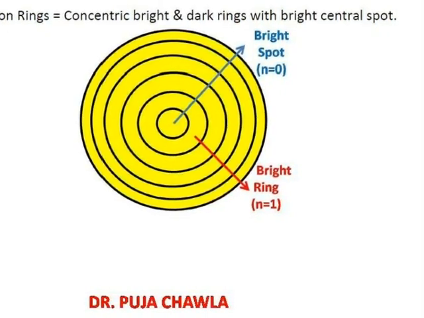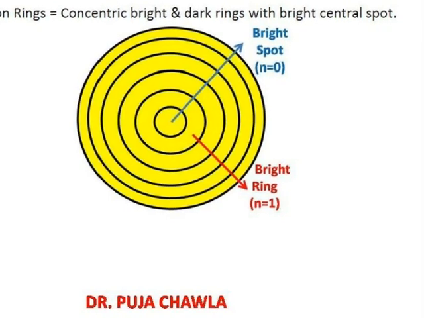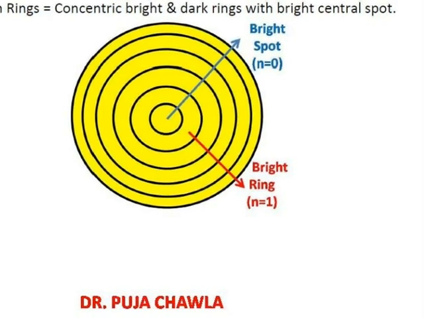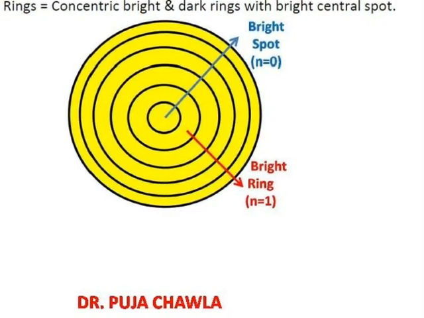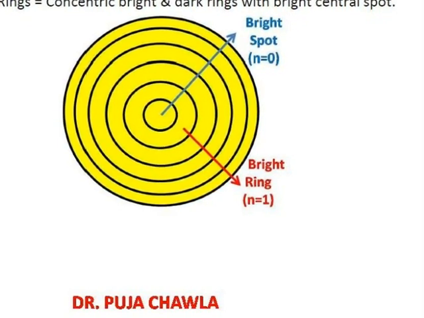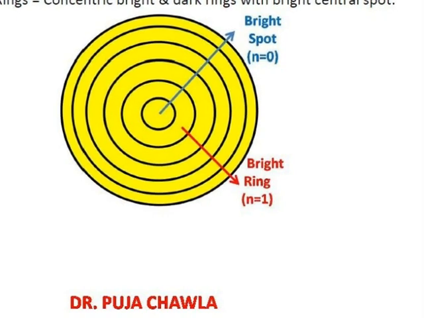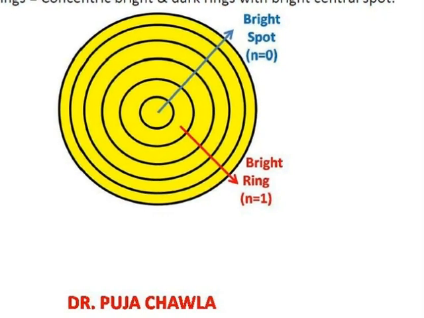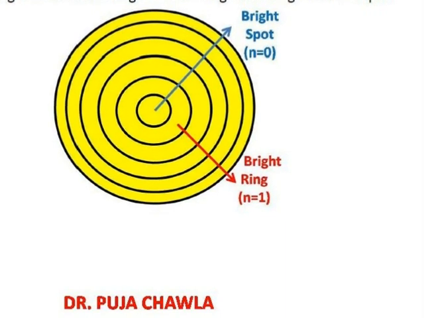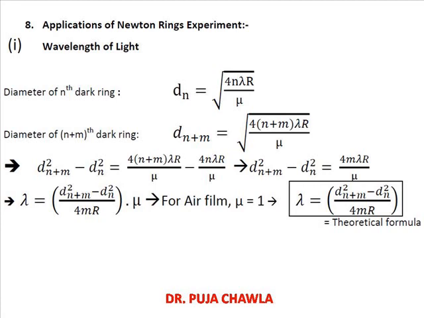The only difference between the Newton rings produced by the reflected system of light and by the transmitted system of light is that in case of reflected system of light, the central spot was dark. In case of transmitted system of light, the central spot is bright. Clear? So this was Newton rings produced by transmitted system of light. In continuation to this, we will discuss the applications of the Newton ring experiment. So let's start with the topic.